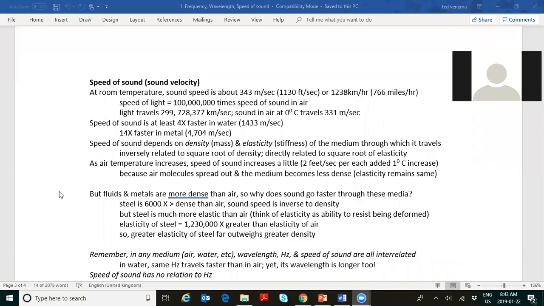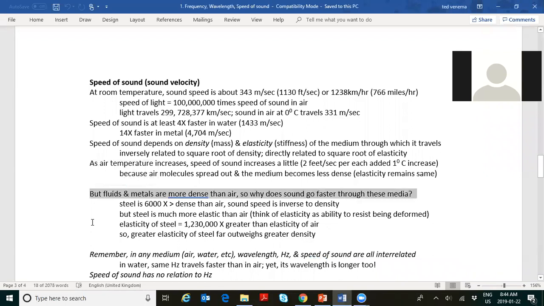Because steel also is more stiff than air. I mean, you can't bend steel, okay? Air, you can just move your hand. So the greater stiffness of steel outweighs its greater density by far. So I'll share screen here and back to our notes. Okay? Share screen. Back to the notes, and we read.